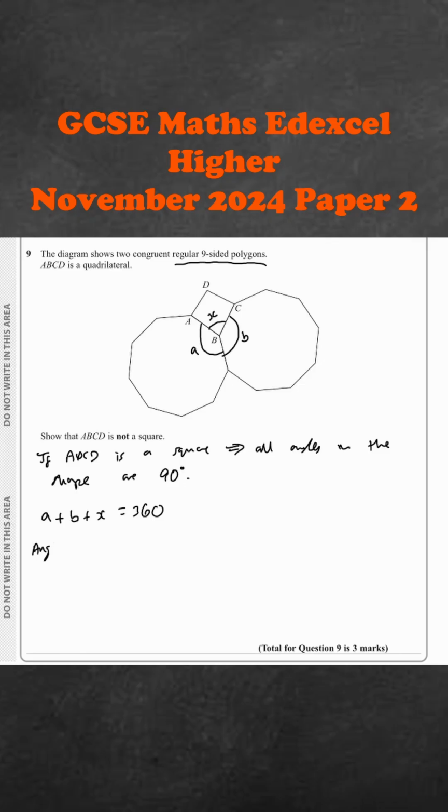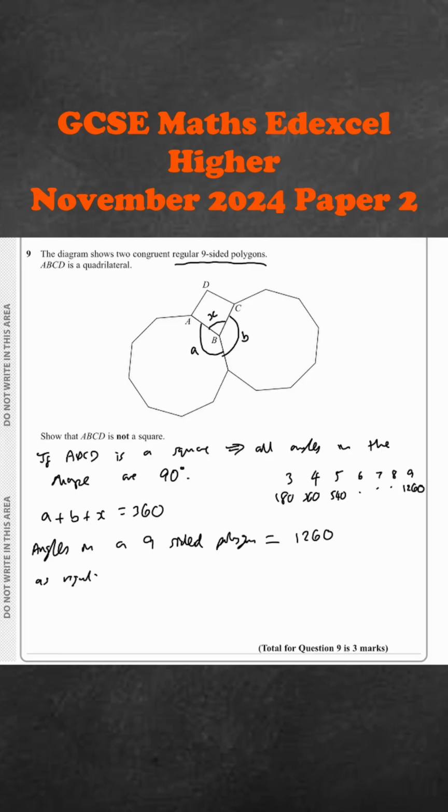Now, angles in a 9-sided polygon add up to, so I'll do this up here so it's a little bit clearer. If it's a 3-sided shape like a triangle, the angles add up to 180. A 4-sided shape like a square, they add up to 360. A 5-sided shape, 540, and so on. So 6-sided is 720, 7-sided is 900, 8-sided is 1080, and a 9-sided shape is 1260 degrees.